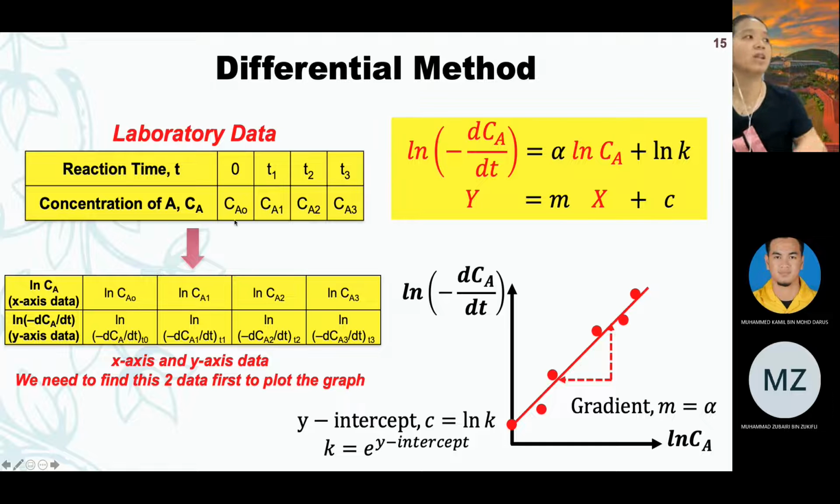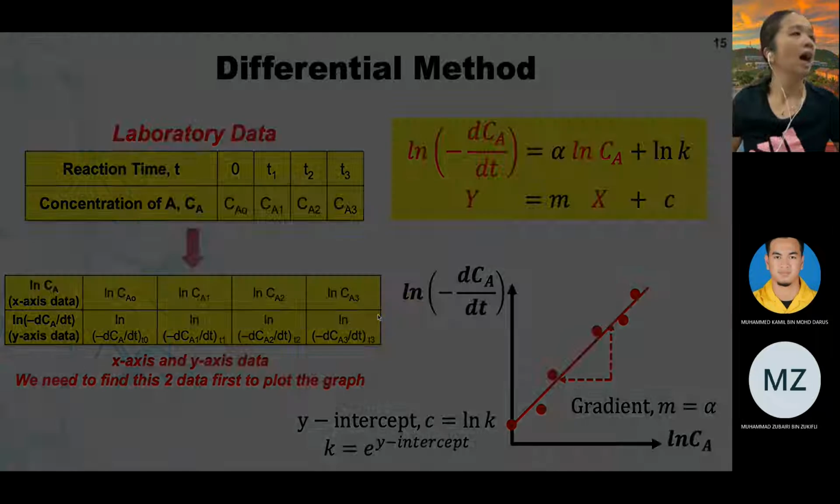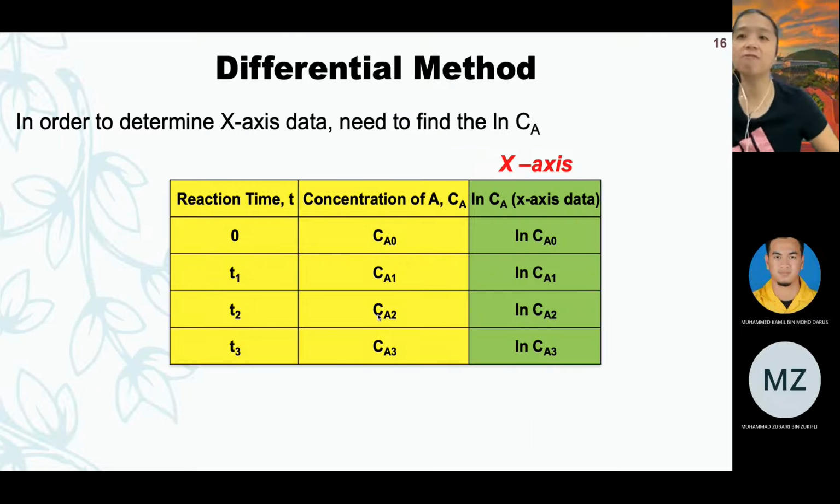So, imagine you ln CA0, ln CA1, ln CA2, ln CA3. You've got the X-axis data. But the problem is, every point requires data for both axes, the Y-axis and the X-axis. So, now, how do we get the data for ln minus dCA per dt?